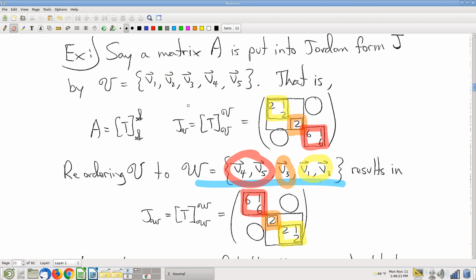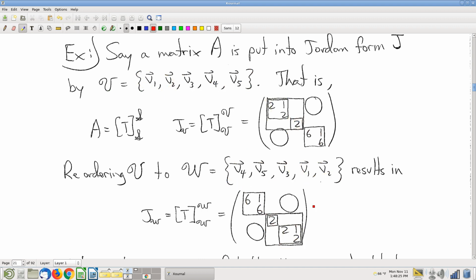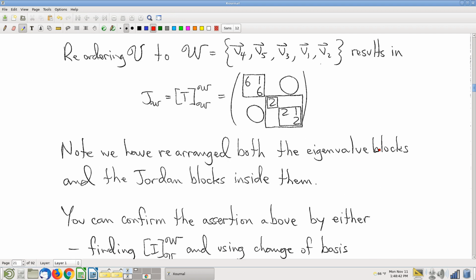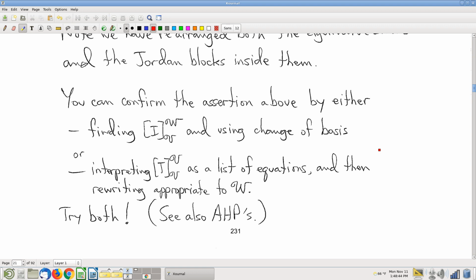Now, does that always work? What's the connection? How do I show that a certain reordering of the basis vectors results in rearranging the blocks accordingly? And there are 2 different ways that you can think about this. I'm going to point out what those are.